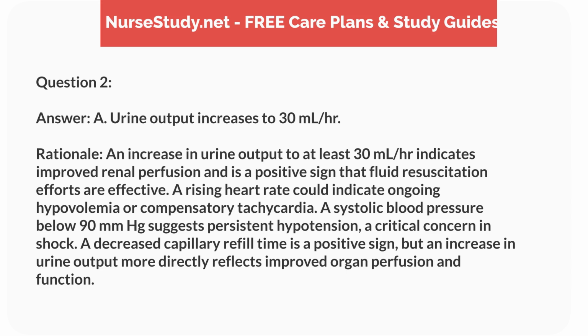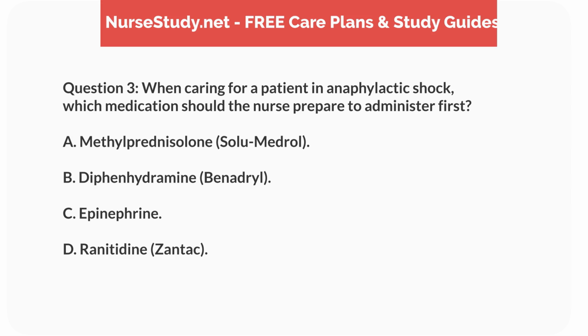Rationale: an increase in urine output to at least 30 milliliters per hour indicates improved renal perfusion and is a positive sign that fluid resuscitation efforts are effective. A rising heart rate could indicate ongoing hypovolemia or compensatory tachycardia. A systolic blood pressure below 90 millimeters of mercury suggests persistent hypotension, a critical concern in shock. A decreased capillary refill time is a positive sign, but an increase in urine output more directly reflects improved organ perfusion and function.